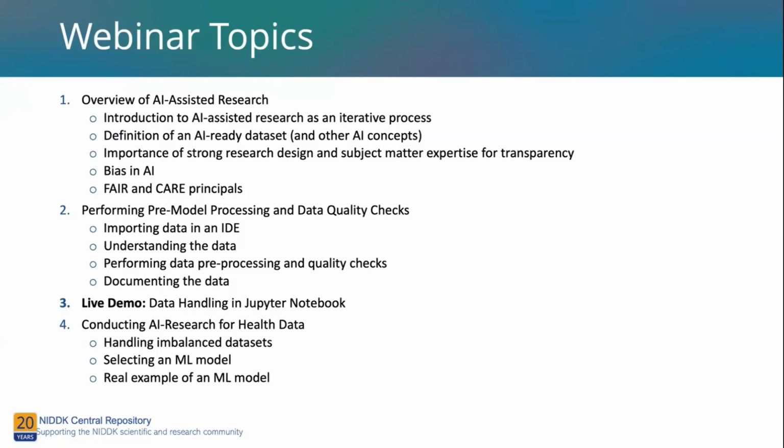And then for the second part, we will walk you through the process of preparing data for AI research using gold standard data management principles, followed by a live demo in the ScHARe platform. And then if there's time at the end, we will cover how to conduct AI research using health data, including how to handle imbalanced data sets, how to select a machine learning model, and then we'll walk through a real example of how AI is being used in the health research space. So with that, I'm going to pass it now to Summer Rankin, who will cover an overview of AI-assisted research. Thank you.